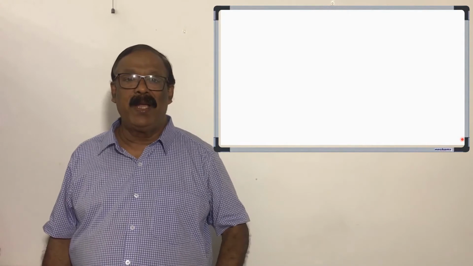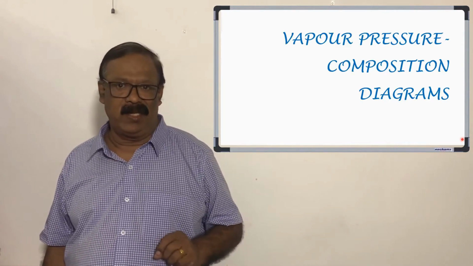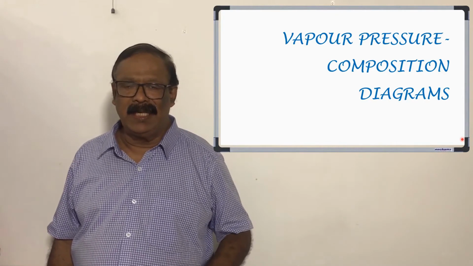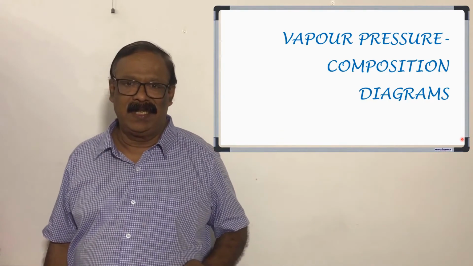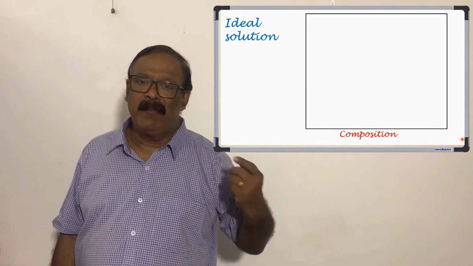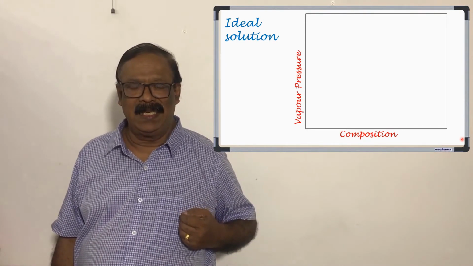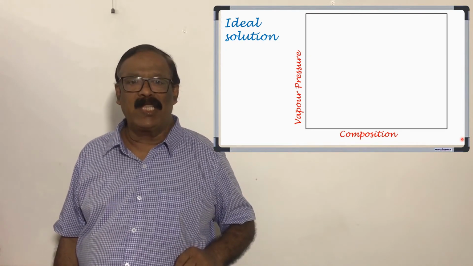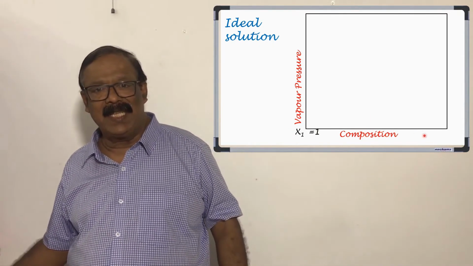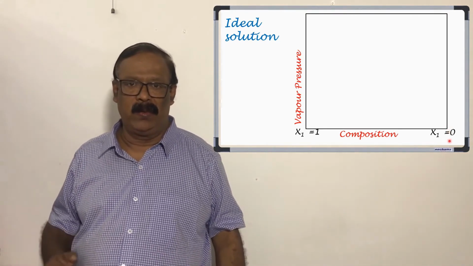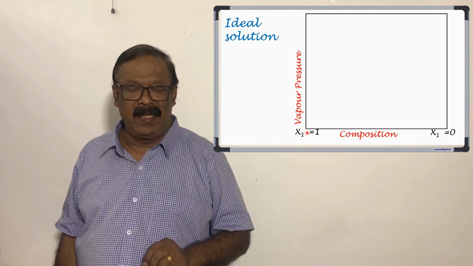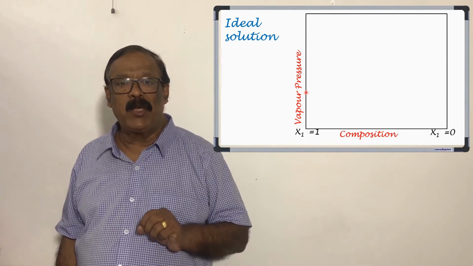Now let us see what is meant by vapor pressure composition diagrams. It is a graph obtained by plotting vapor pressure of a liquid at different mole fractions. In the graph, the composition is taken on the x-axis and vapor pressure is taken on the y-axis. This point corresponds to x1 equal to 1. Along the x-axis, it decreases, and when it reaches the other end, x1 equal to 0. When x1 is 1, it means this is pure component 1 and its vapor pressure corresponds to P0 1.